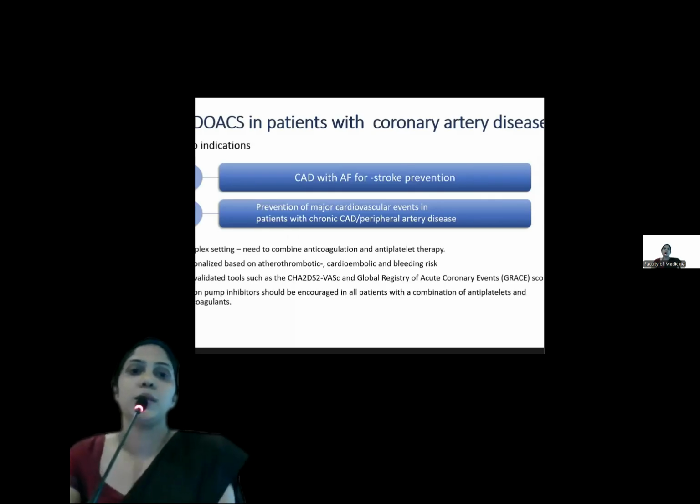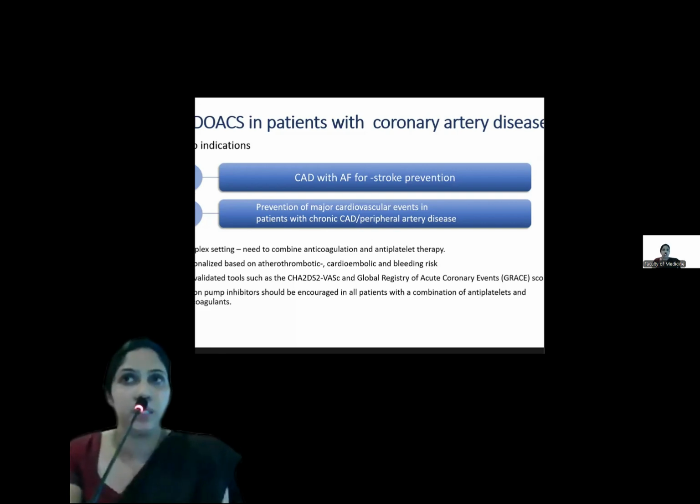So, using DOACs in patients with coronary artery disease. Currently, we use DOACs in coronary artery disease for basically 2 indications. One is if a patient with coronary artery disease comes with atrial fibrillation, for stroke prevention we have to anticoagulate. The other one is that low-dose rivaroxaban has been proven beneficial in preventing major cardiovascular events in patients with coronary artery disease and peripheral vascular disease when combined with aspirin. That's the other indication.